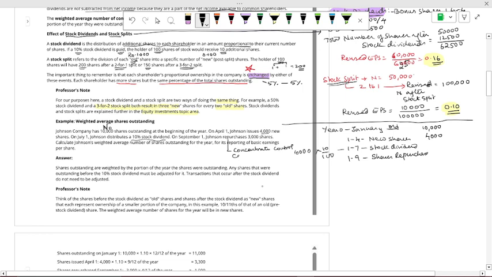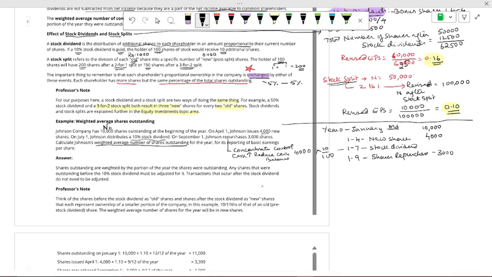If cash is increasing, to reduce the cash balance, what will you do? These are the options which are available. To reduce the cash balance, what will we do? We will make a repurchase. How many shares are repurchased? Repurchase is 3,000 shares. Calculate Johnson's weighted average number of shares outstanding.